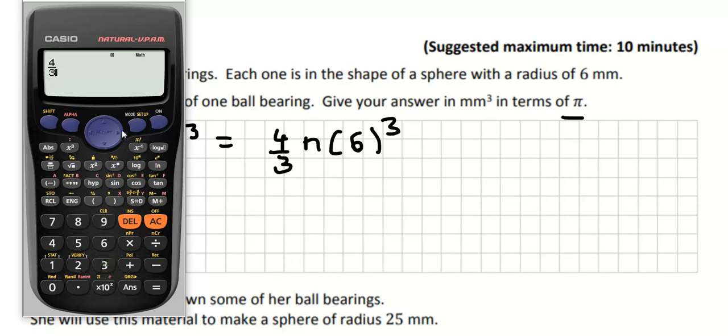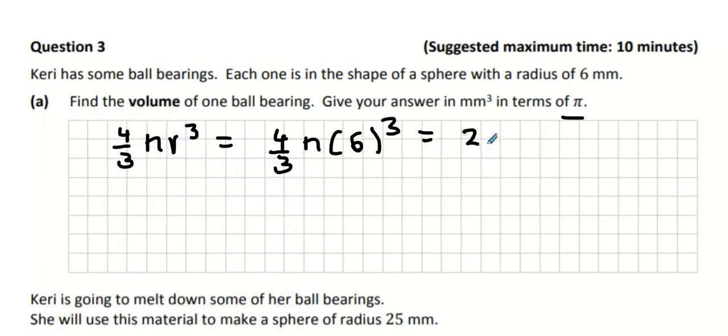4/3, then you can press the pi button, shift pi, 6 cubed, 6 power 3, and you get 288 pi millimeters squared. Millimeters cubed, I mean, my fault.